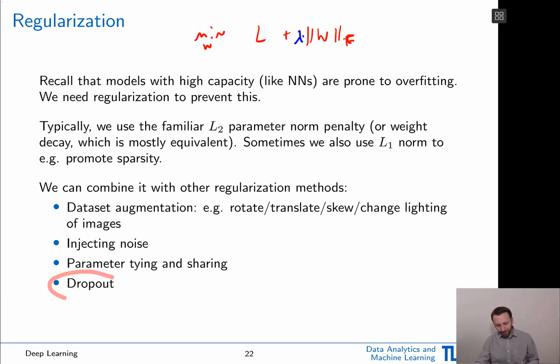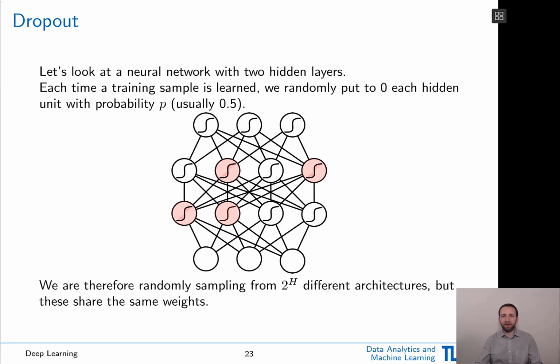And last but not least, there's also the principle of dropout, which can also help you to get better generalization, which we now will explain in more detail because it's a very prominent principle, which is very famous in neural networks. So what is dropout?